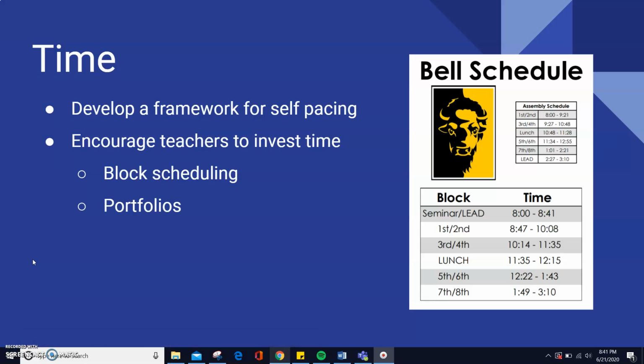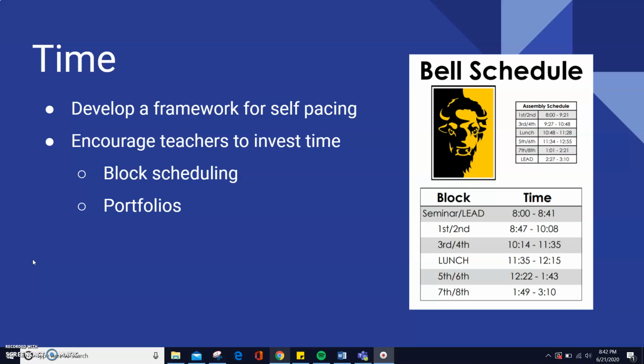Time is an important factor for supporting student learning. I believe that developing a framework for self-pacing would help students be able to work at their own pace and support their learning abilities, as well as encouraging teachers to invest time, not just time that they spend in the classroom, but time that they spend with practice and allowing students to work on skills to gain a deeper knowledge and understanding.